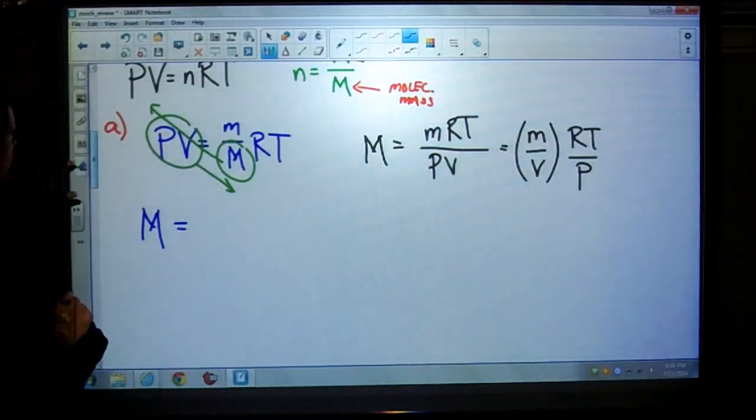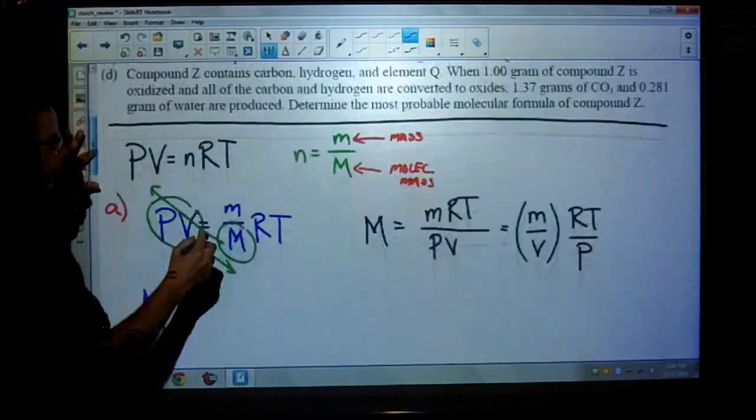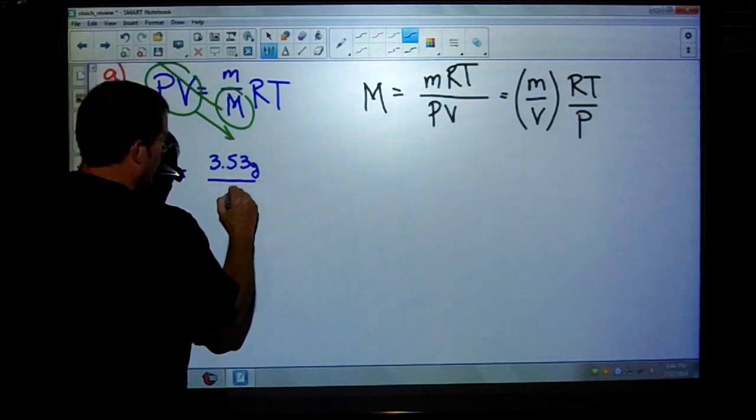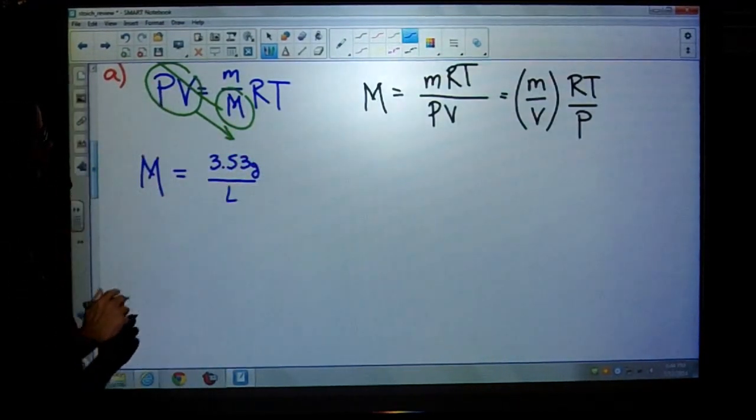So let's see. We know our density that was just given as 3.53 grams per liter. So 3.53 grams per liter takes care of my mass and my volume. So I'm good there.